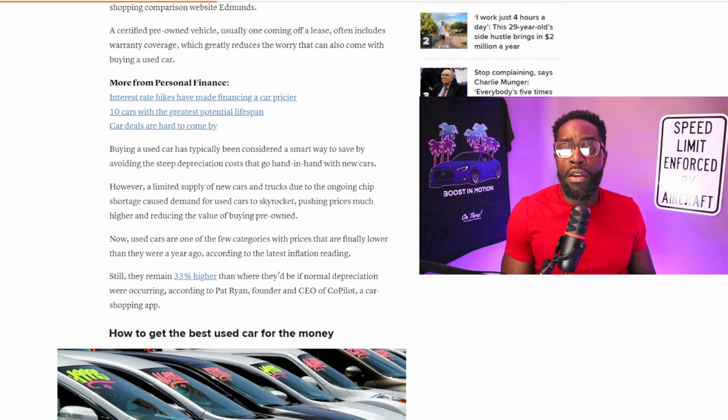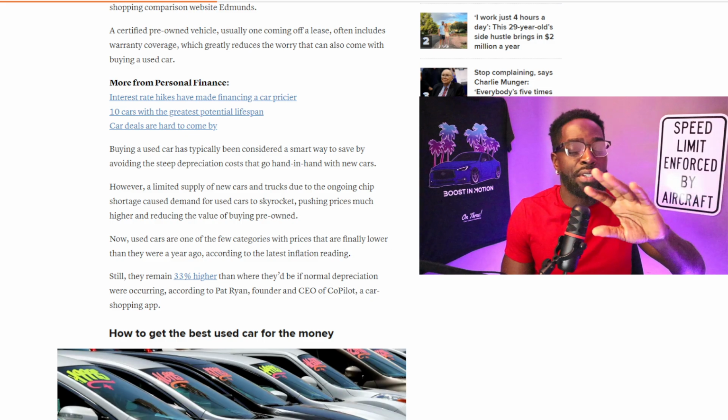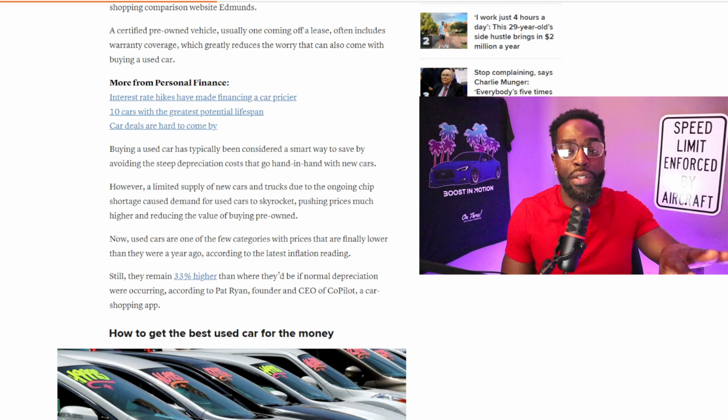Buying used cars has typically been considered a smart way to save by avoiding the steep depreciation costs that go hand in hand with new cars. However, a limited supply of new cars and trucks due to ongoing chip shortages, that stuff is nonsense now. The chip shortage isn't as vast as it was. It's the end of 2022, and a lot of this is correcting. Now, used cars are one of the few categories with prices that are finally lower than they were a year ago, according to the latest inflation reading. Still, they remain 33% higher than they would be under normal depreciation.